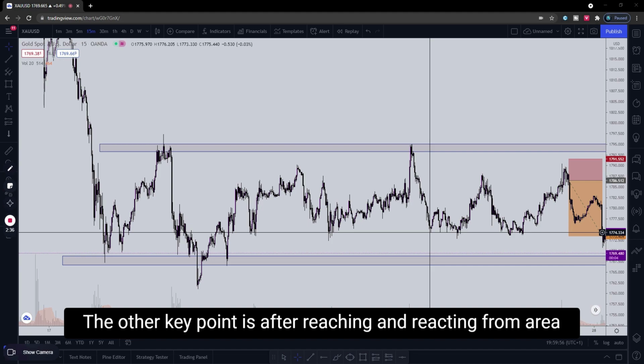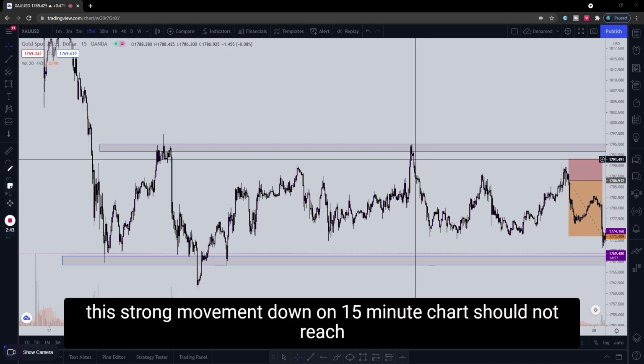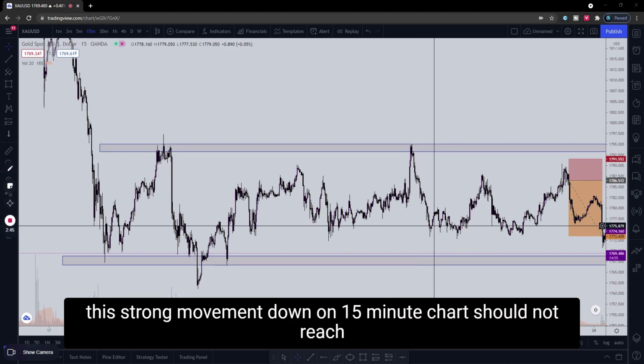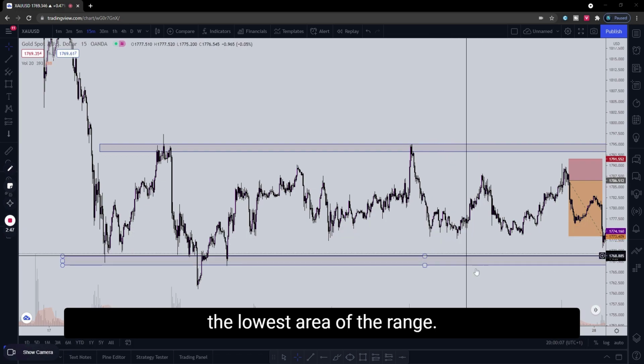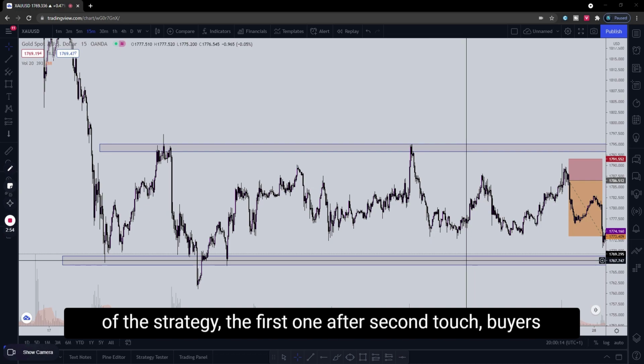The other key point is after reaching and reacting from area of first touch of the range, the strong movement down on 15-minute chart should not reach the lowest area of the range. So far I have talked about two key points of the third element of the strategy.